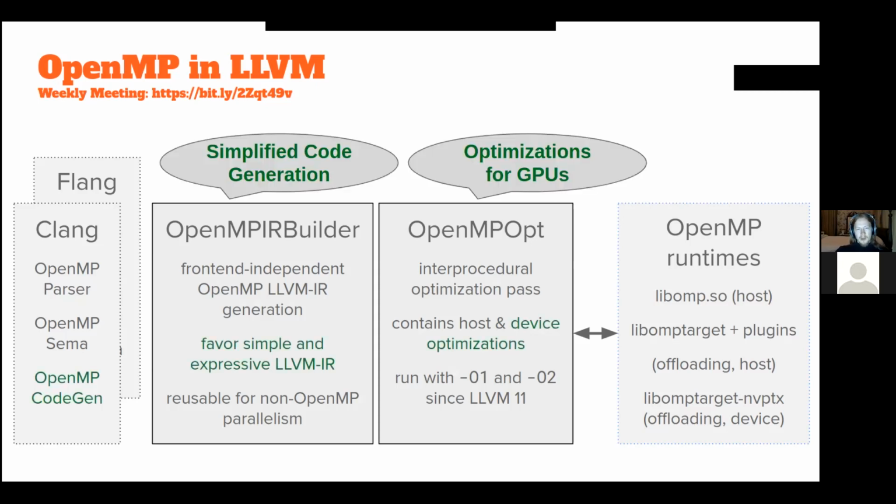Now, this work mainly focuses on simplifying code generation inside the front end of Clang and the IR builder. And we made this more simple so that it can be better used to do analysis inside OpenMP opt. And inside OpenMP opt, we added a lot of new optimizations for the GPU specifically that aims to close a lot of performance gaps with OpenMP offloading relative to other implementations such as CUDA.